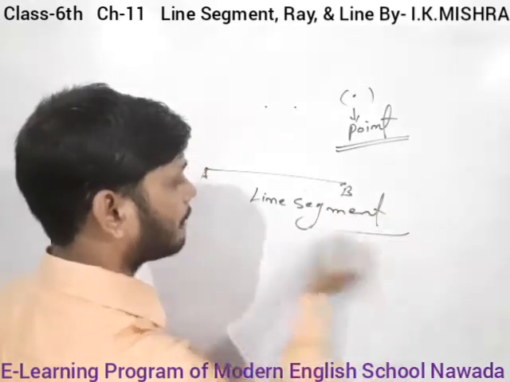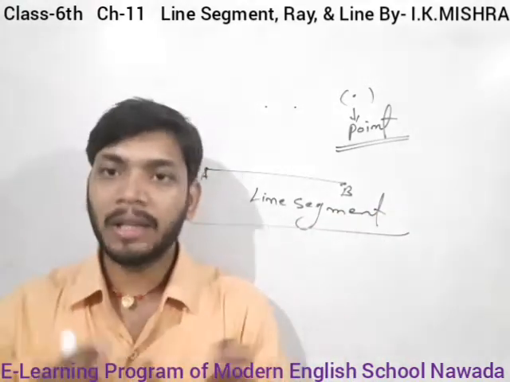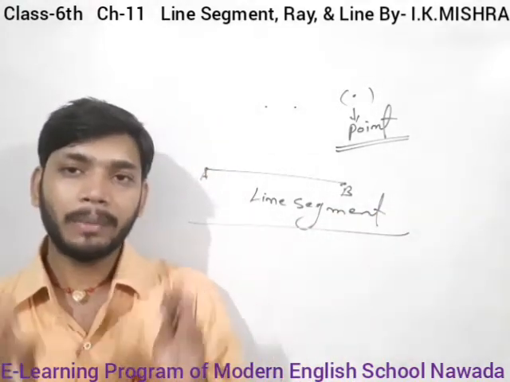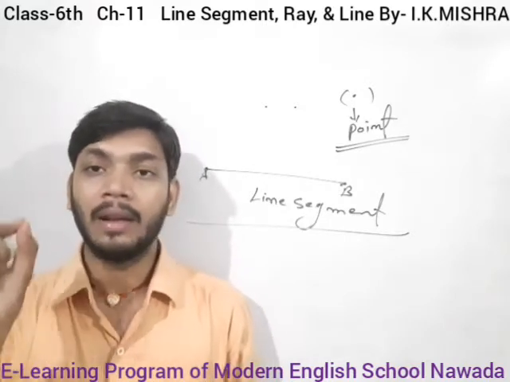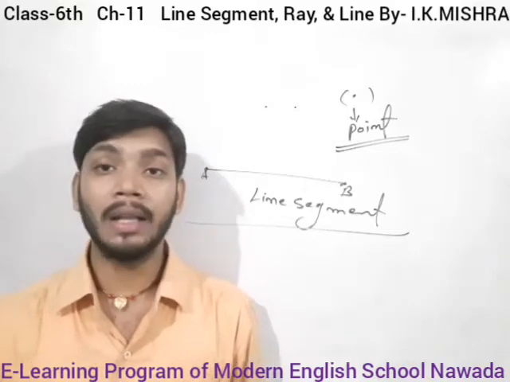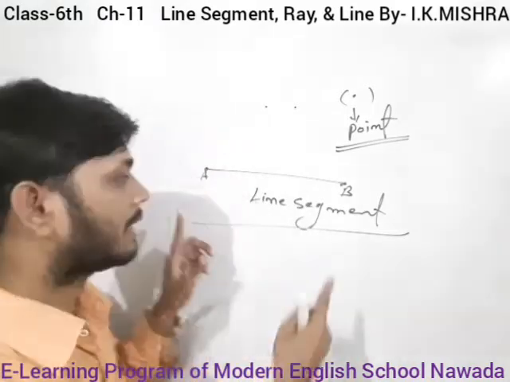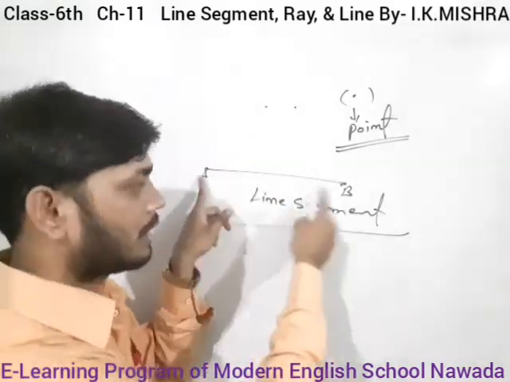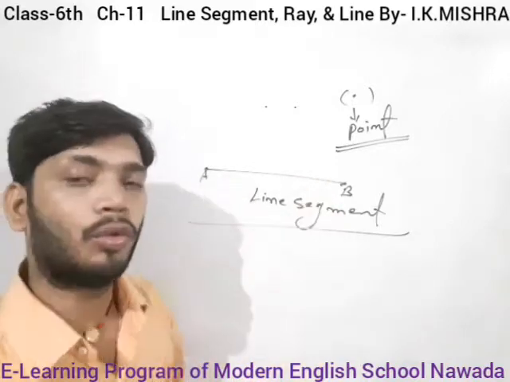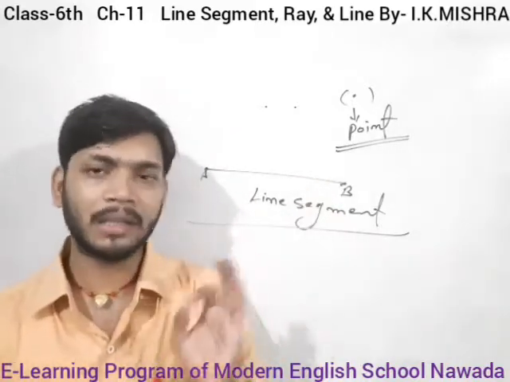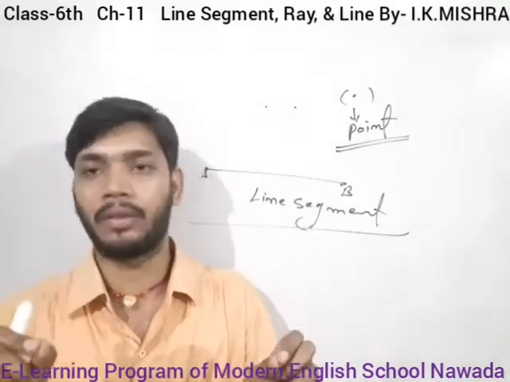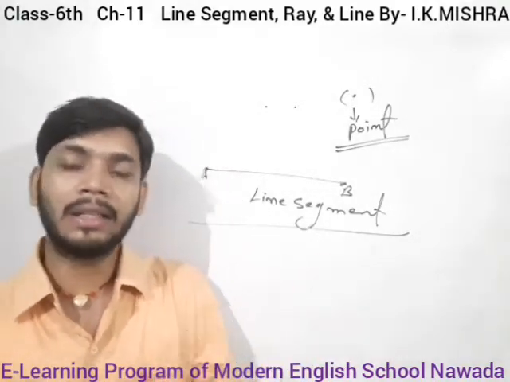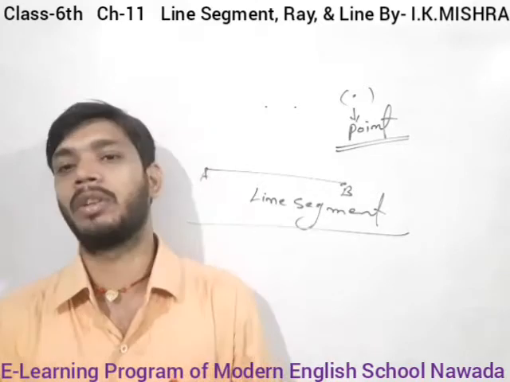Line segment means a straight path between two given points in a plane. That means, students, line segment has a definite length. This distance can be measured. So always notice line segment has a definite length. That means its distance can be measured.